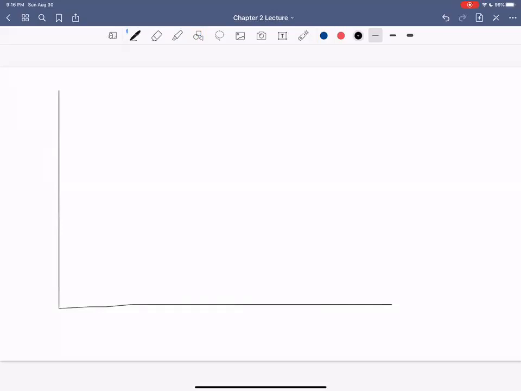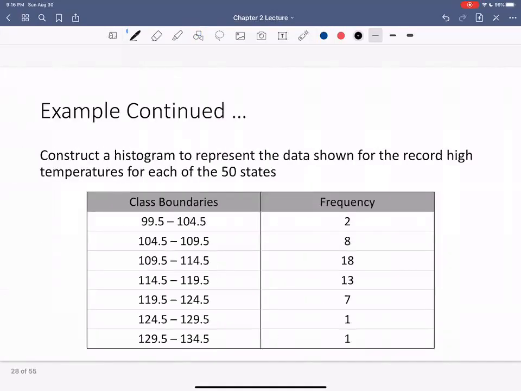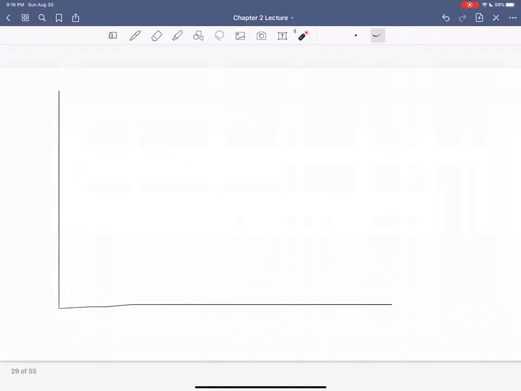All right, so first thing, we first have to look back and say, okay, what's our highest frequency? Our highest frequency is 18. So you have options. You can go up here and put 18 dashes if you want, or you can go by 2s. And going by 2s is what I'm going to go by, so I have to make 9 little dashes. So I'm going to go by twos. So I'm going to go 2, 4, 6, 8, 10, 12, 14, 16, 18.